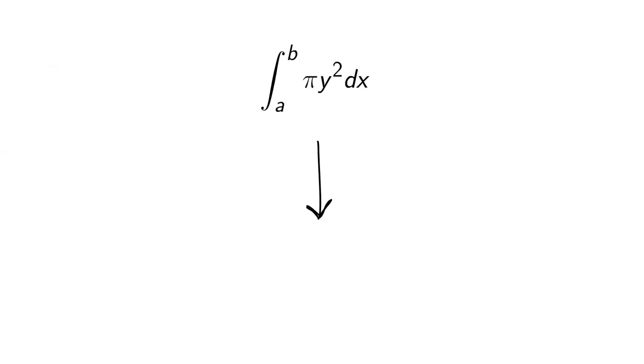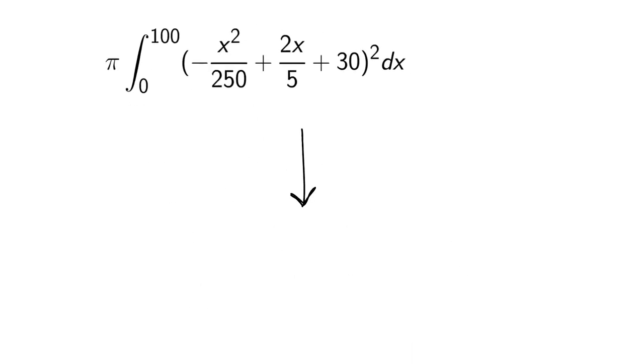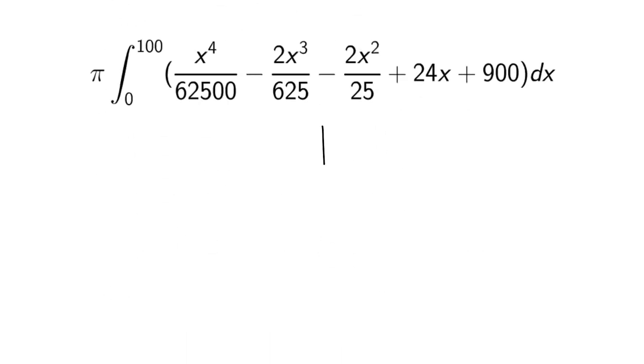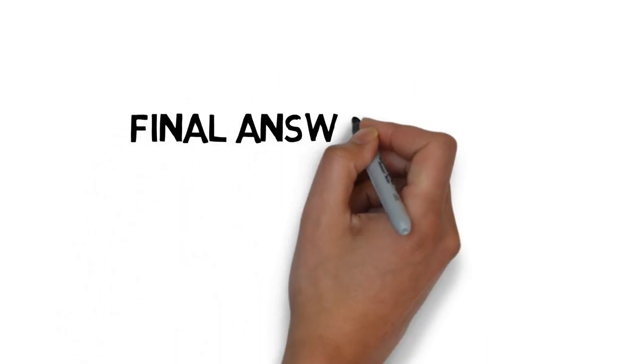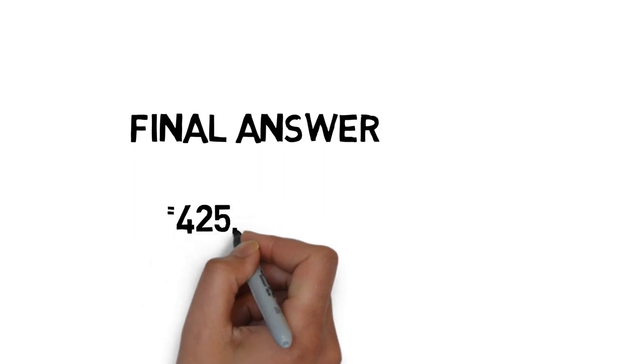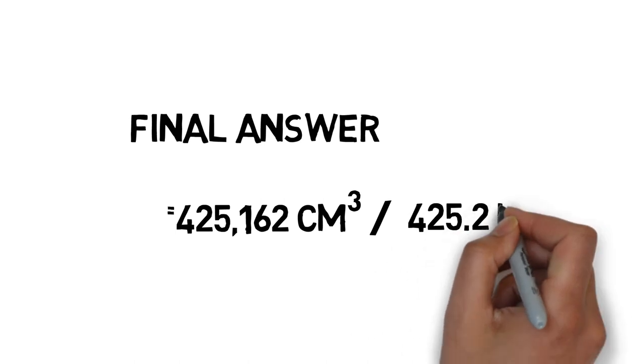We need to find the volume of the barrel, which is generated when we rotate the area between x equal to 0 and x equal to 100 around the x-axis. Solve the problem using definite integration. In the end, we found out that the barrel has a volume of around 425,000 cm cubed, or 425.2 liters.